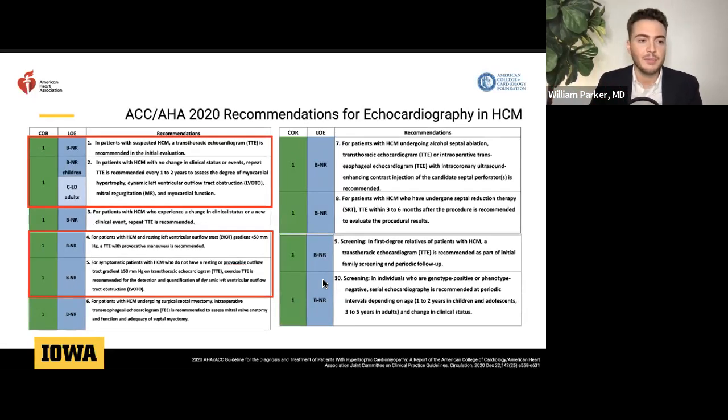Again, really an overwhelming amount of text, but just to summarize the 4 boxes that I thought were probably the most important: in short, start with a transthoracic echo. If you can't prove obstruction, do provocative maneuvers. If provocative maneuvers can't prove obstruction, but you still think it's there, do an exercise echocardiogram. And for people with a confirmed diagnosis of hypertrophic cardiomyopathy, repeat this echo every 1 to 2 years.